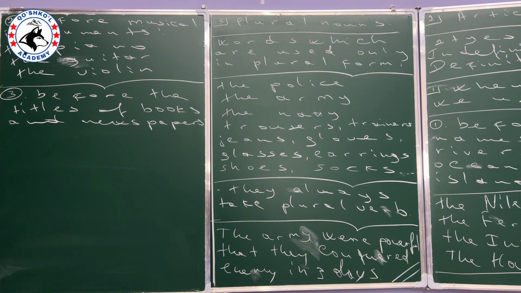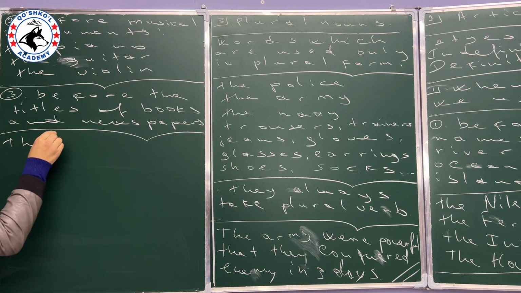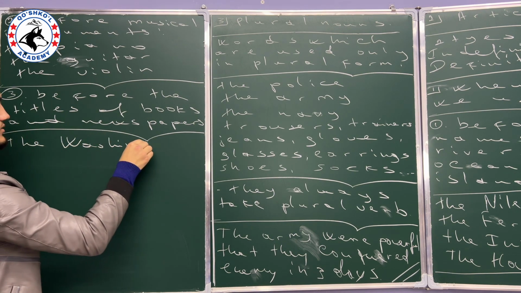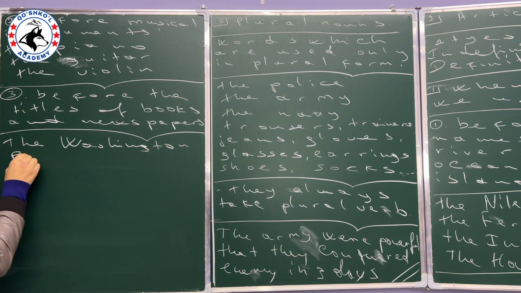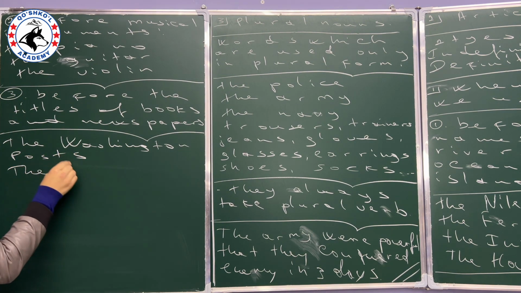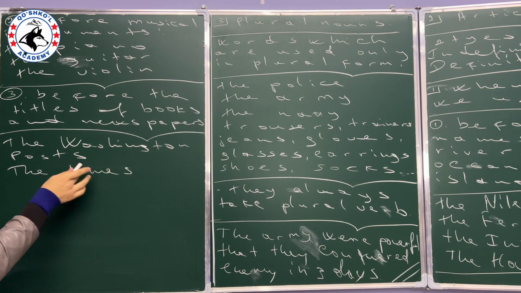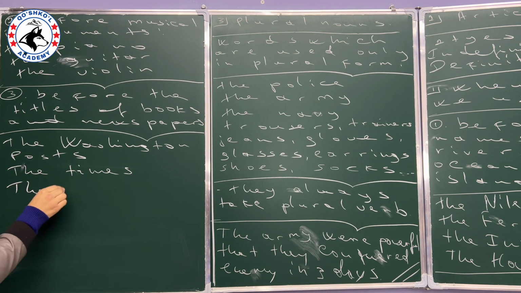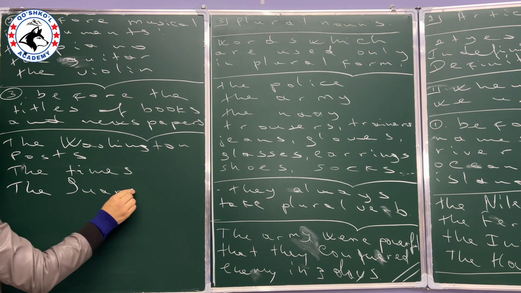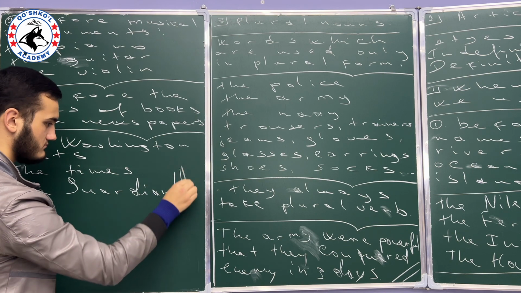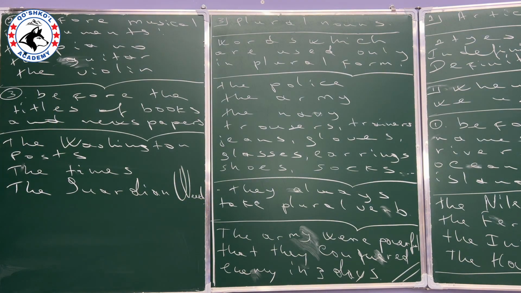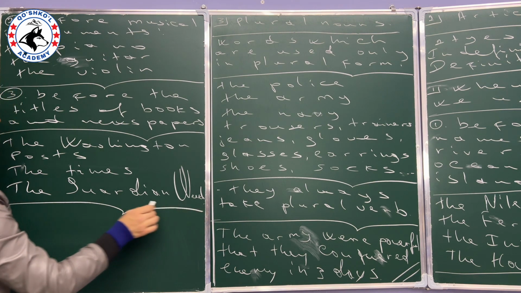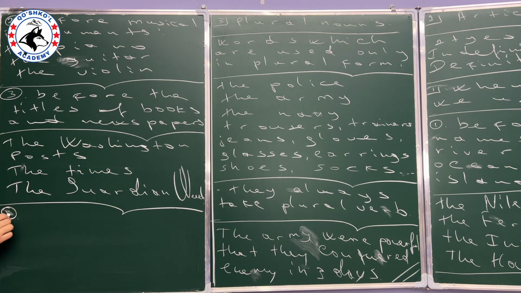For instance, the Guardian Weekly, yeah? The Washington Post. Or the Times, this magazine. Or the Guardian Weekly. What about names of families?